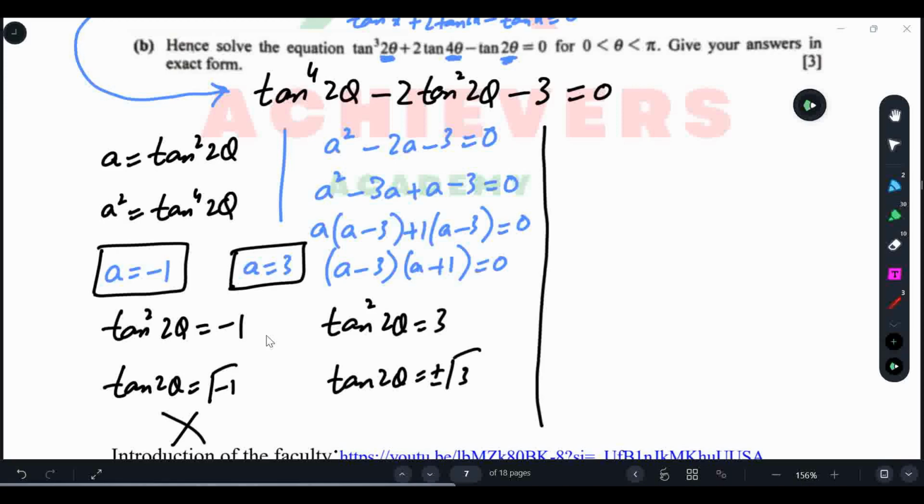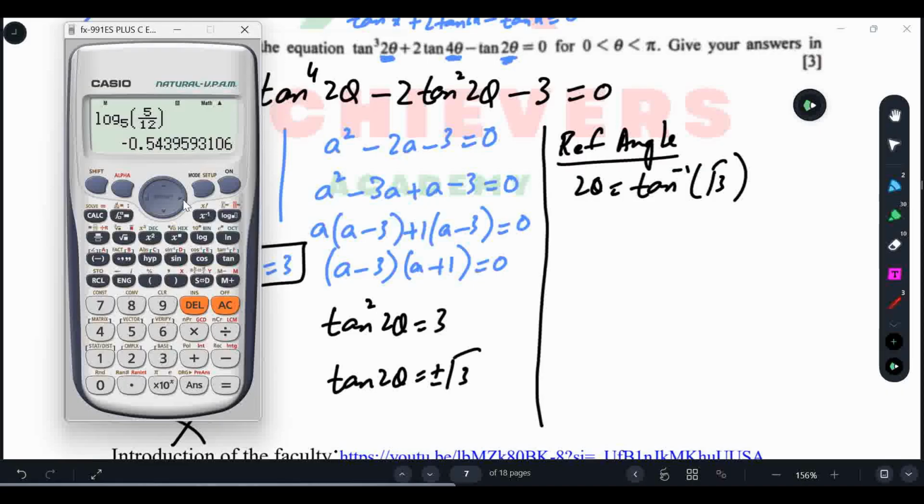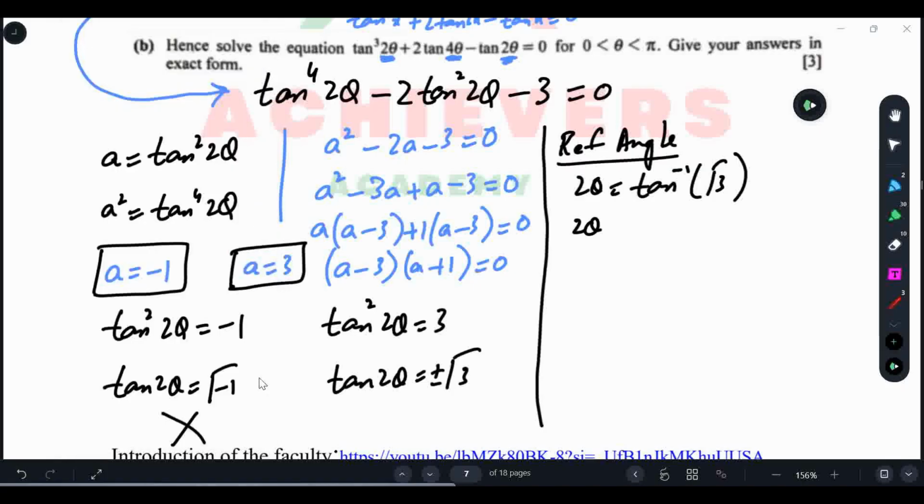So let me find the reference angle. 2 theta will be equal to tan inverse of square root of 3. Your calculator must be in radian mode because the range is in radian mode. So shift tan inverse of square root of 3. This will be equal to pi by 3. So the reference angle will be pi by 3.